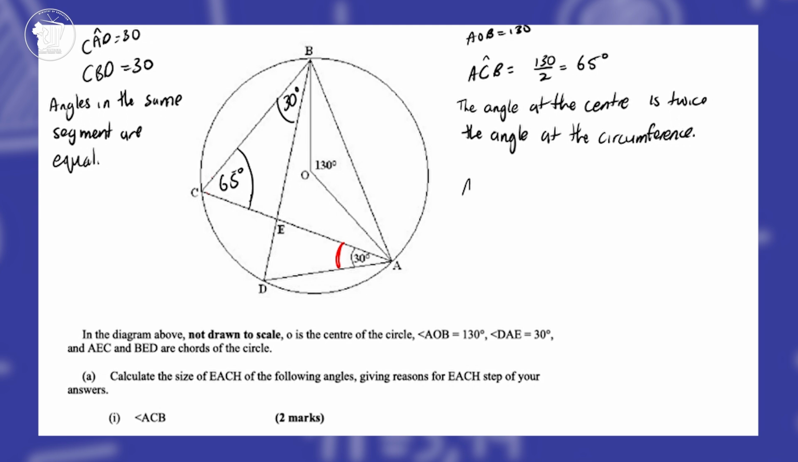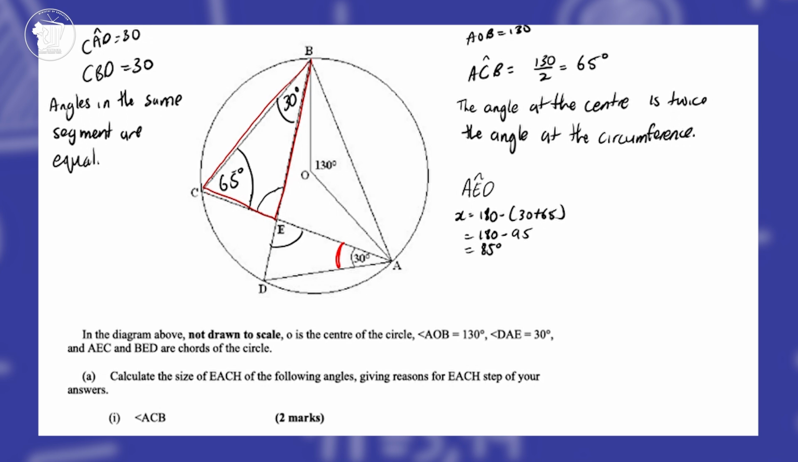So the next one says we want to find angle AED. So AED would be this angle here. So I want to find this angle. So here's the thing. I already have this angle, and I already have this angle here. If I draw here, I will have a triangle. So before I find AED, let's call this angle here X. So X is equal to 180 subtract 30 plus 65. So 180 subtract 30 plus 65 would give me 95. So 180 subtract 95 is 85 degrees.